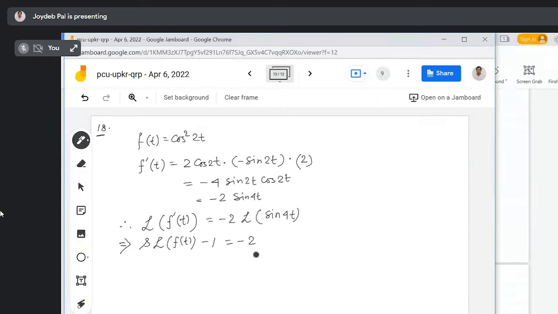Minus 2. And what is Laplace transform of sin 4t? 4 by s square plus 16. So s into Laplace transform of ft is equal to 1 minus 8 divided by s square plus 16. You can simplify it. Laplace transform of ft, it is s square plus 16 minus 8, means s square plus 8.